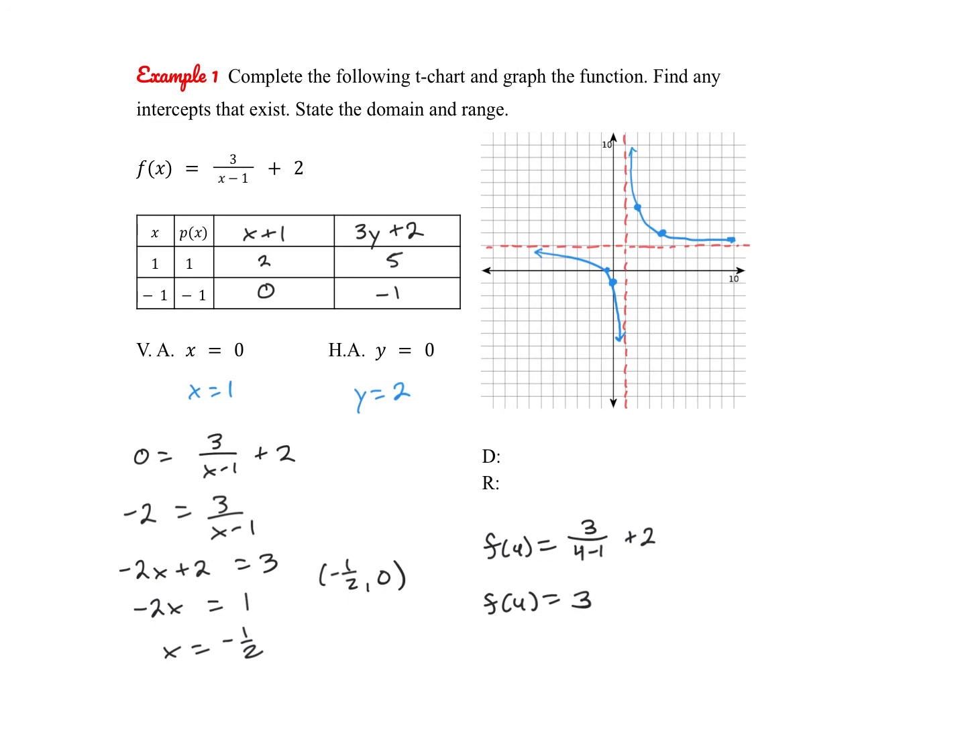So to describe the domain and range here, our domain and range is essentially going to be all real numbers except for our asymptotes. For our domain, it's going to be everything except for 1. So let's do this in interval notation: negative infinity to 1, and then 1 to infinity. And for our range, it's going to be everything except for our horizontal asymptote, which is 2. So negative infinity to 2, and 2 to positive infinity.